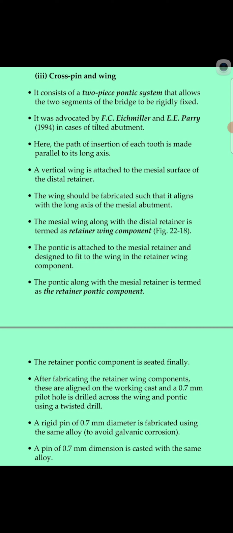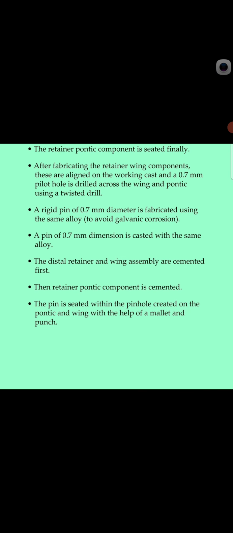It consists of a two-piece pontic system that allows the two segments of the bridge to be rigidly fixed. It was advocated by F.C.H. Miller and E.E. Perry in 1994 in cases of tilted abutment. Here the path of insertion of each tooth is made parallel to its long axis. A vertical wing is attached to the mesial surface of the distal retainer. The wing should be fabricated such that it aligns with the long axis of the mesial abutment. The mesial wing along with the distal retainer is termed as retainer wing component.